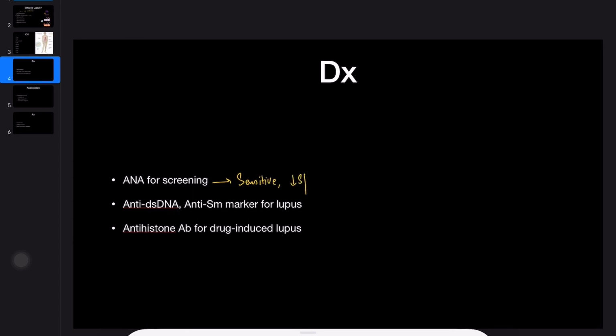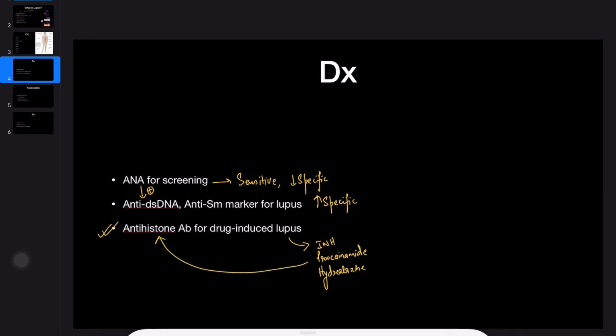If the ANA is positive, we further search for anti-dsDNA antibodies, which is a very specific test. Anti-Smith antibodies are also as specific. I had mentioned earlier that drugs like isoniazid, procainamide and hydralazine cause drug-induced SLE, in which case you will have to search for anti-histone antibodies, again high yield.